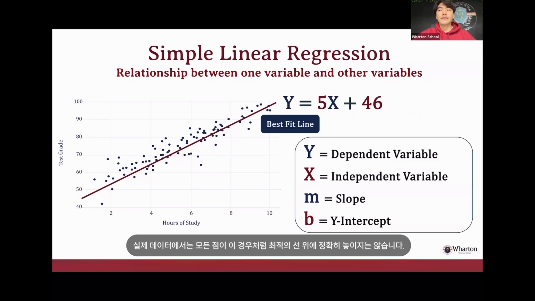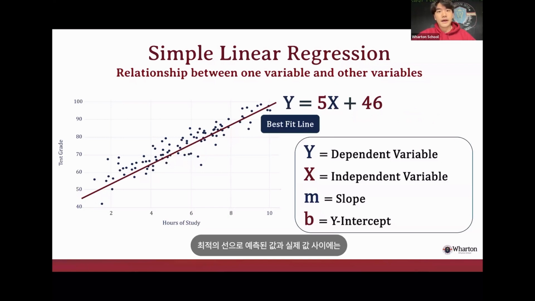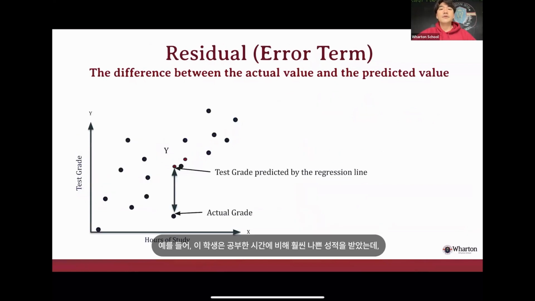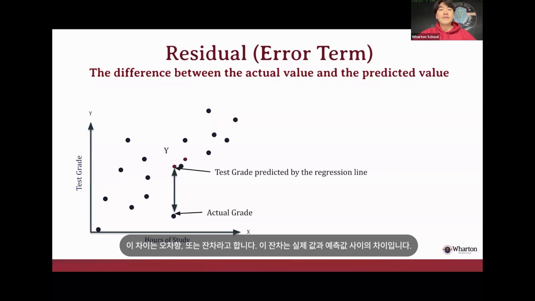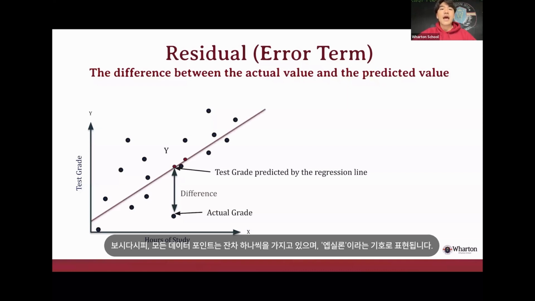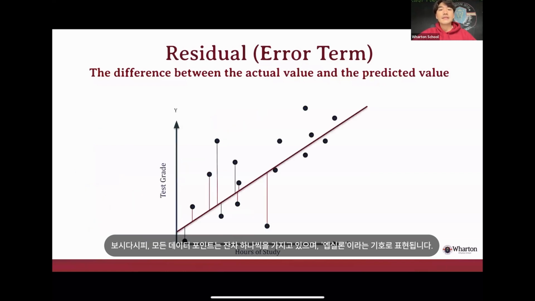In real-world data, not all points lie exactly on the best fit line like this. There is a difference between the value predicted by the best fit line and the actual value due to other factors than the hours of study. For example, this student was sick on test day and performed much worse on the test than he or she was supposed to. So the residual is the difference between the actual value and the predicted value. As you can see, every data point has its own residual, which is denoted as epsilon.